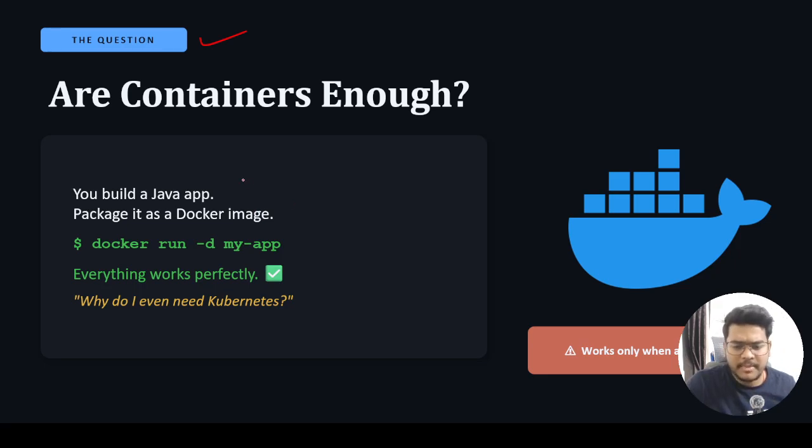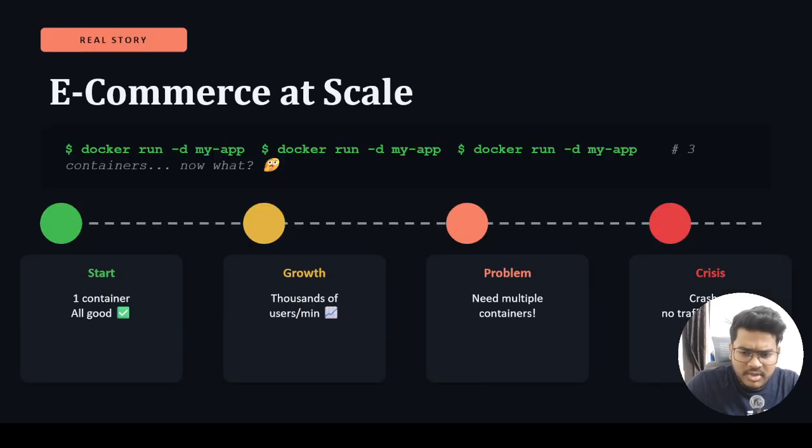So basically, suppose you are working on a project. You build an application, you build an image, then you run it as a container. In that case everything works perfectly fine, right? Then why do you need Kubernetes? There are some issues with containers. For example, let me discuss this with the use case of e-commerce.